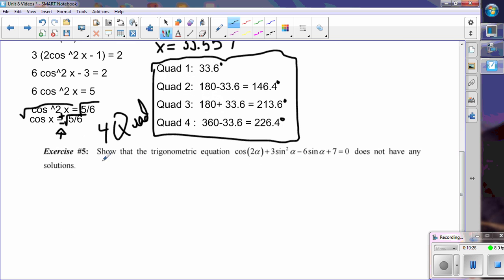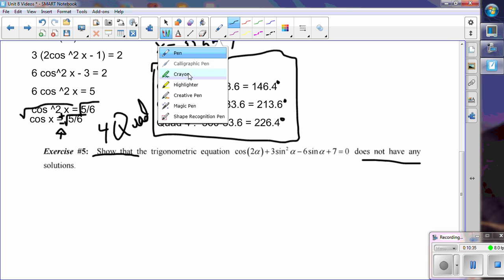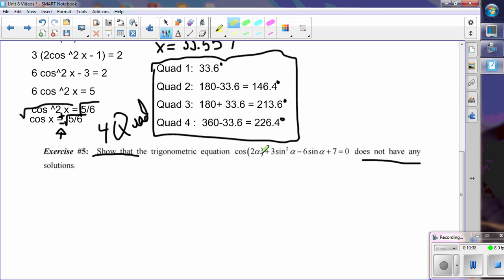So now it says show that it does not have any solution. So that means we need to show that there are no possible answers. Well, if you look, we have multiple layers of identities going on. We've got a double angle, and then we've got a squared and a regular, and so it looks like this piece over here is a regular quadratic. This piece here is a double angle. I want you to pause the video right now and see if you can work through this question.